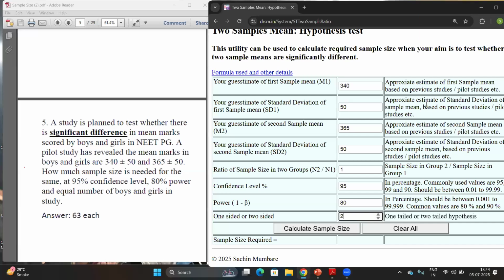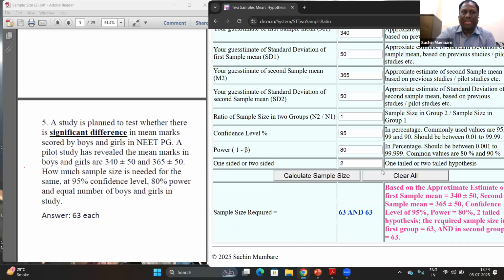So whenever it is given that whether there is significant difference, it is two-sided. And whenever it is given that whether it is significantly less or significantly more, then it is one-sided, or one-tailed. That's one and the same. So then I will click on Calculate sample size. Now, how much is the sample size? 63 in each group, boys and girls.